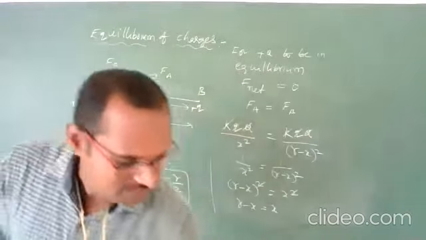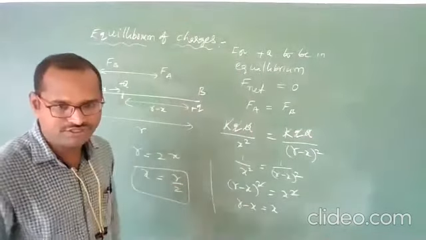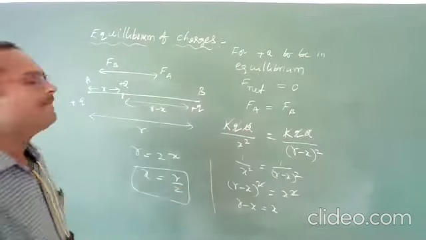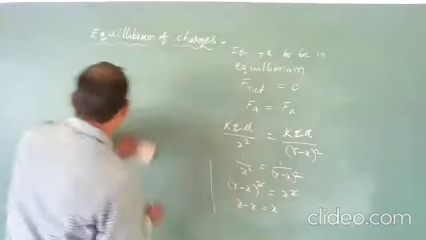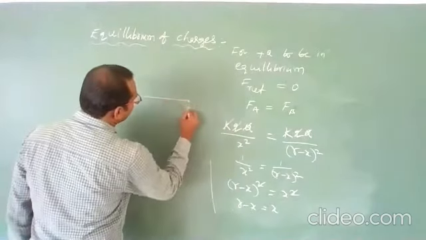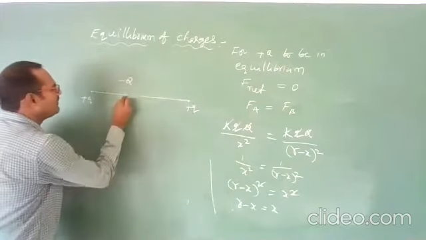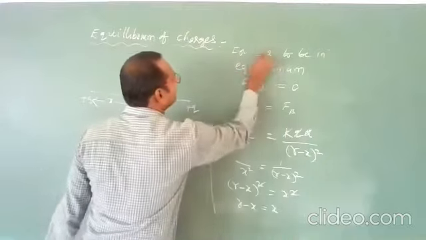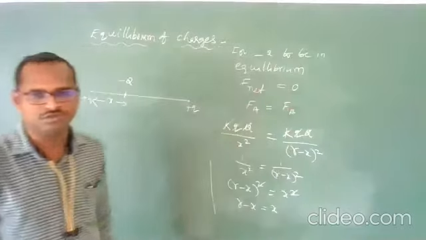Okay, now sir, if I take a minus q charge, then what happens? Where should we keep it? Let us check that point also. So here plus q charge, again here plus q charge. Now we have a negative charge; where should we keep it so that the negative charge is in equilibrium? Net force on it should be equal to 0.